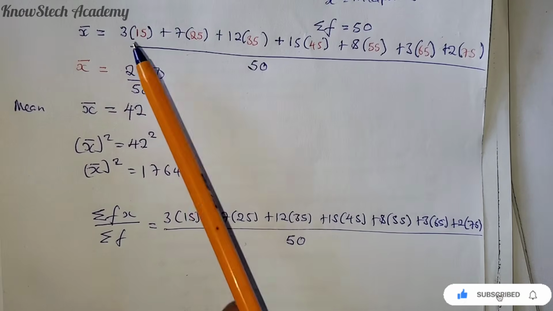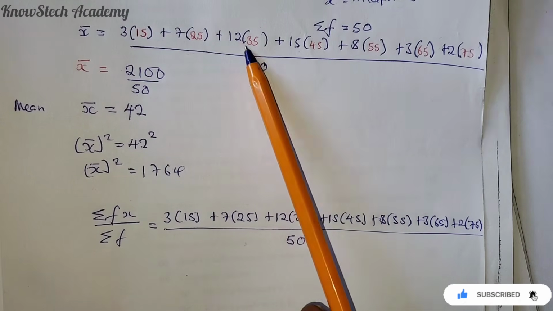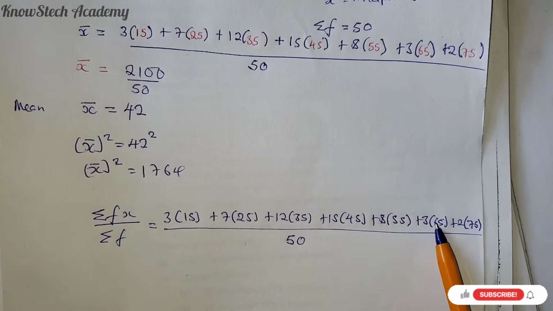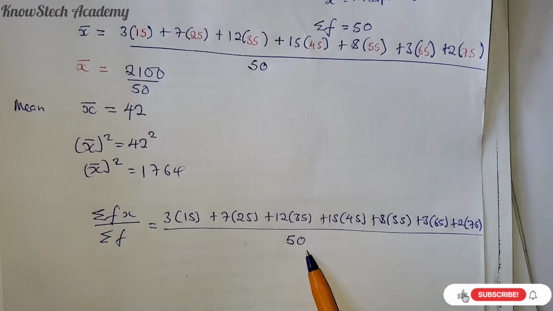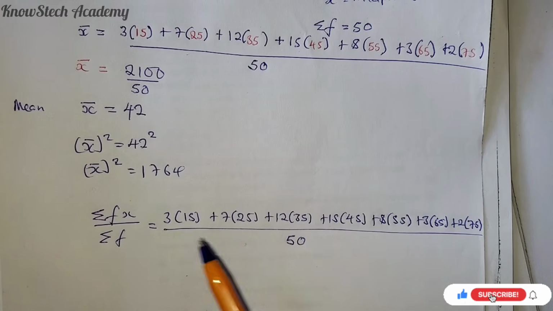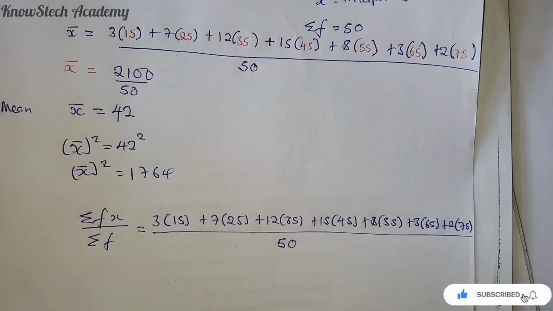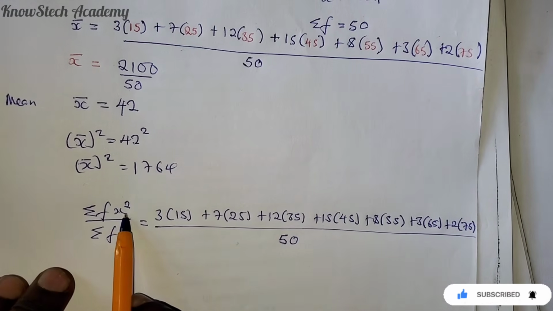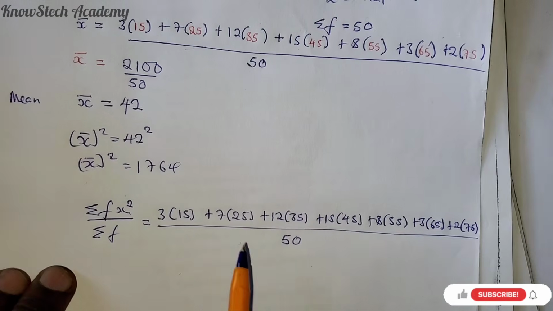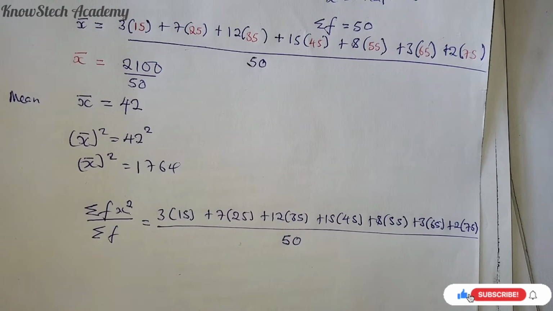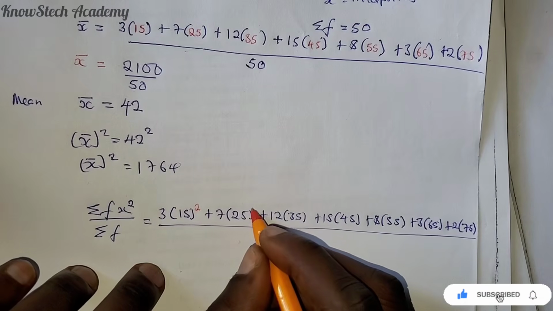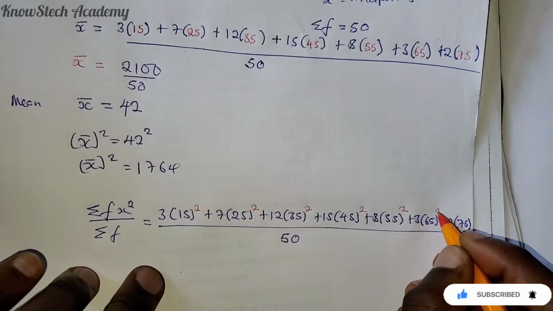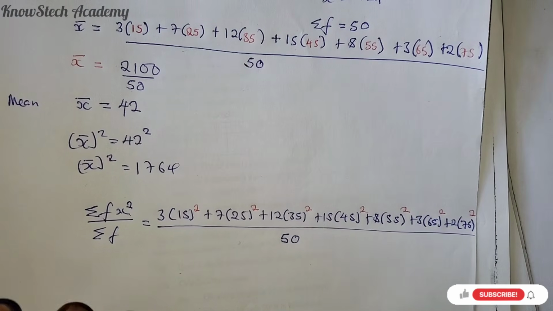If you look at the first one, it is 315, 725, 1235, 1545, 855, 365, 275 divided by 50. But this one is supposed to be squared. By the way, fx squared. So the x should be squared, the midpoint. So this is the midpoint here. So the numbers that are in brackets, we're going to square them. That is the only difference here. Okay, we're going to square them.